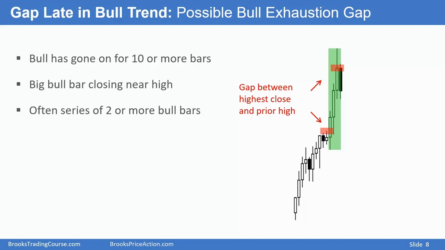What I'm looking for is a rally that has gone on for 10 or more bars, and then I need bull bars closing at or near their highs, certainly above the midpoint, and it's often a series of 2 or 3 bull bars instead of a single bull bar.